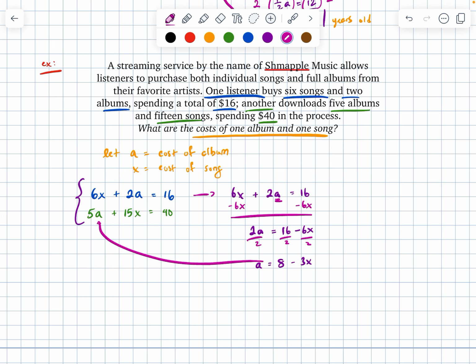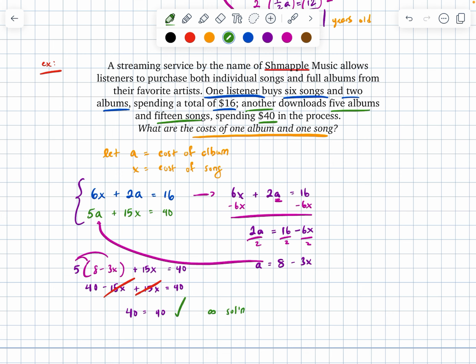From here, now that I know a is equal to 8 minus 3x, every time I see a in the bottom equation, I can substitute. So I now have 5 times a, which we've established is 8 minus 3x, plus 15x is equal to 40. From here, let me start by doing some distributive property. So I've got 40 minus 15x plus 15x equals 40. Interesting, negative 15 and positive 15, these go away. 40 is equal to 40. So this is a true statement.